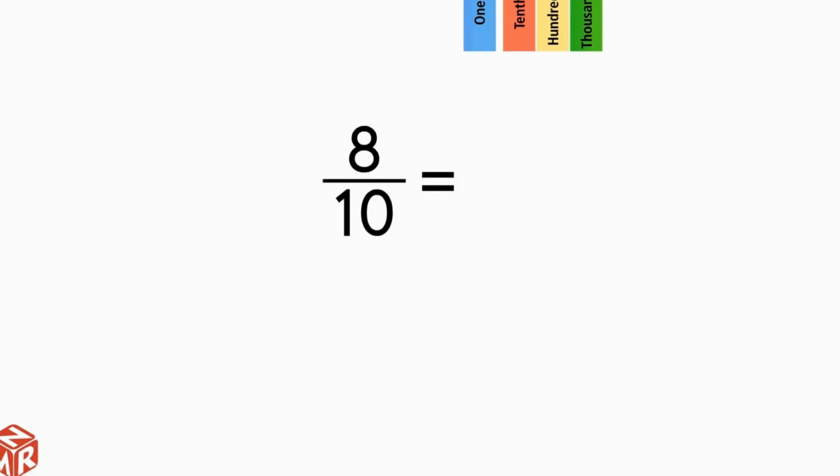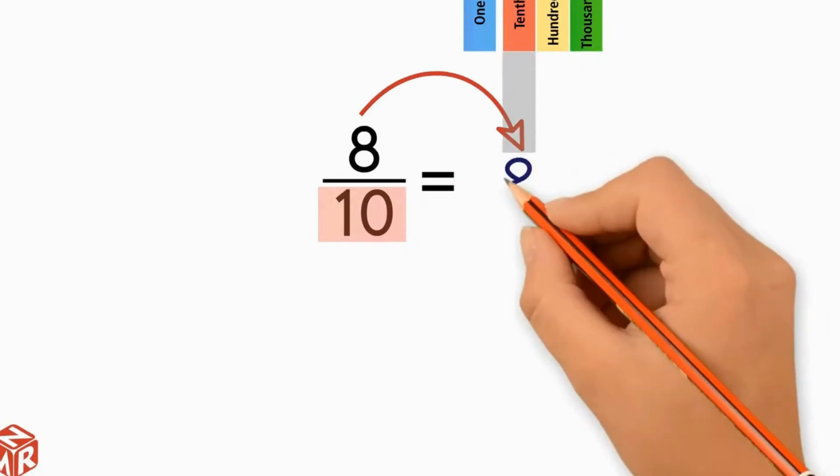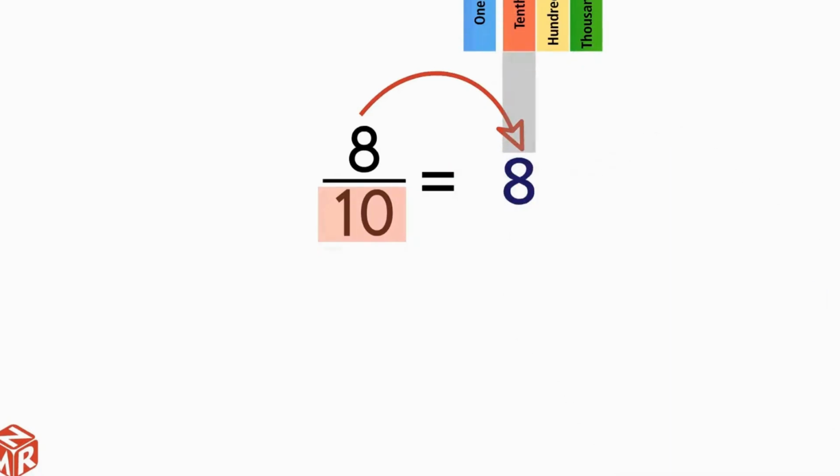8 over 10 is also known as 8 tenths, so we write the numerator, 8, into the tenths column. Next, we place the decimal point between the ones and the tenths column. Lastly, we put the 0 in the ones column.